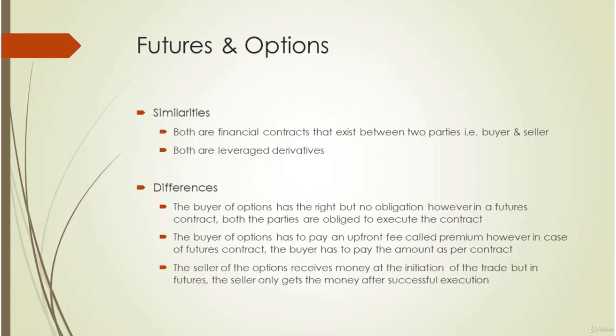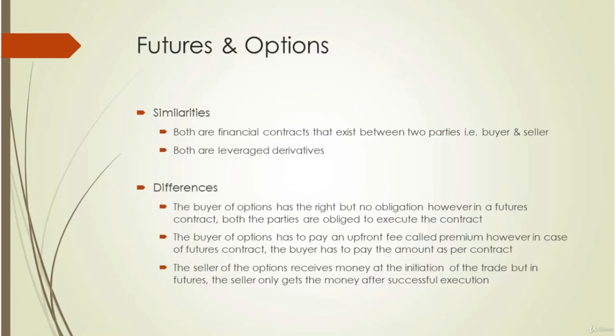Now the fundamental difference between options and futures is in the obligation of the parties involved. As we know, in option trading, the buyer of an option has the right to buy or sell an asset at a fixed price but not the obligation. And an option seller always has an obligation. But in a futures contract, both the parties, whether buyer or seller, are obliged to fulfill the terms of the contract. This is the main difference between options and futures.